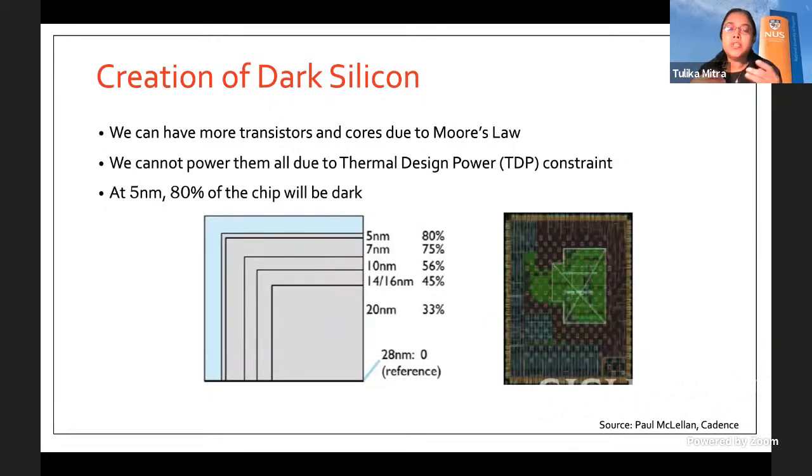So basically, you cannot use the entire chip area, and most of your chip at runtime will be dark. And at 5 nanometer, 80% of the chip is expected to be dark, which means you can only effectively use 20% of the chip area.